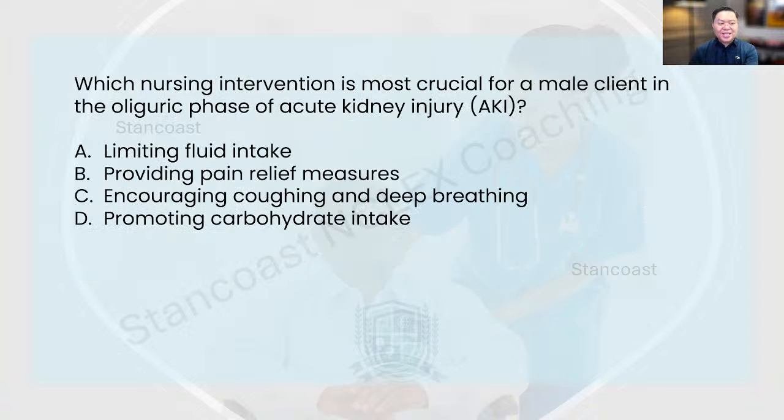So which nursing intervention is most crucial for a male client in the oliguric phase of acute renal failure? Is it A, limiting fluid intake, or B, providing pain relief measures, or C, encouraging coughing and deep breathing, or D, promoting carbohydrate intake?